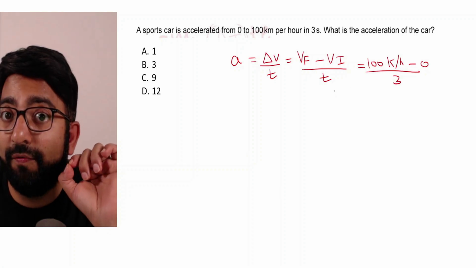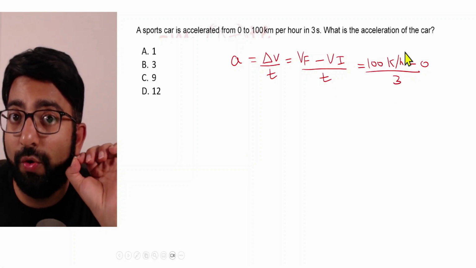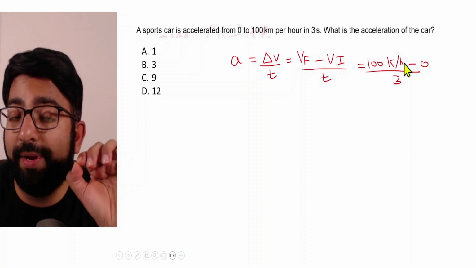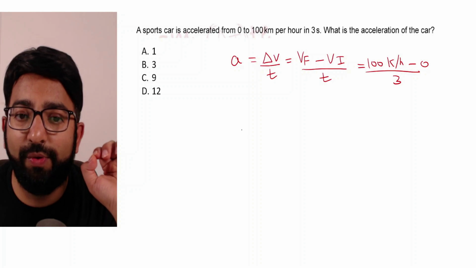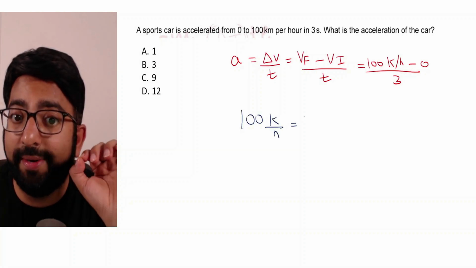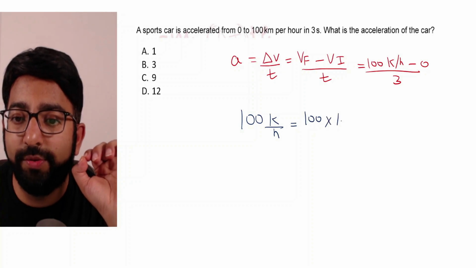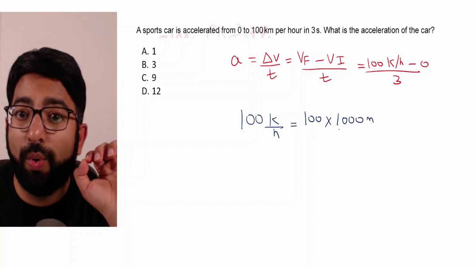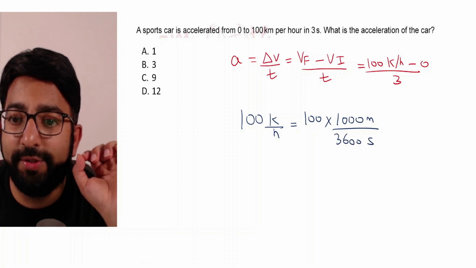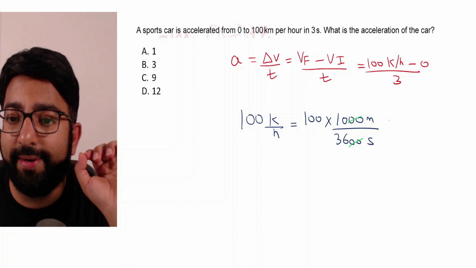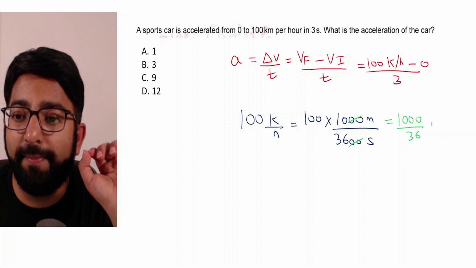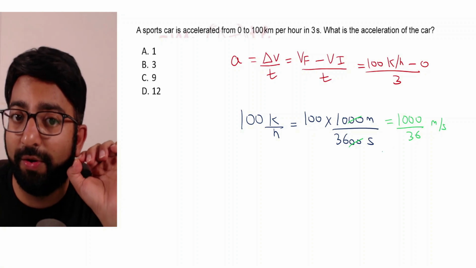Now, in order to find the acceleration, we need to make sure that the units are all SI units. So kilometers per hour needs to be converted into meters per second. So let's write down 100 kilometers per hour. 1 kilometer has 1000 meters and 1 hour is 3600 seconds. Let us try to simplify this. The two zeros will get cancelled out. We will get 1000 divided by 36 meters per second as the velocity.